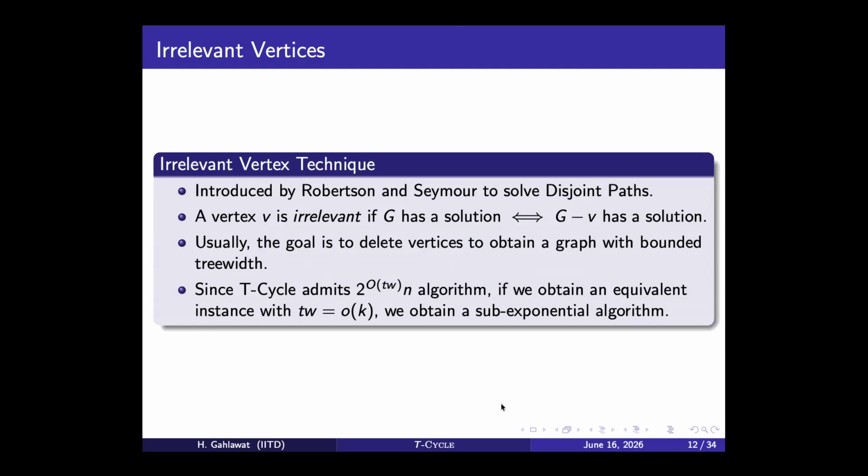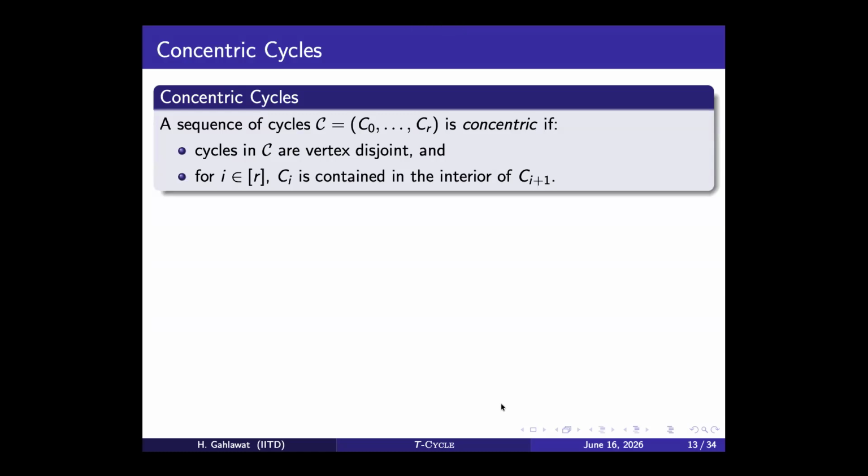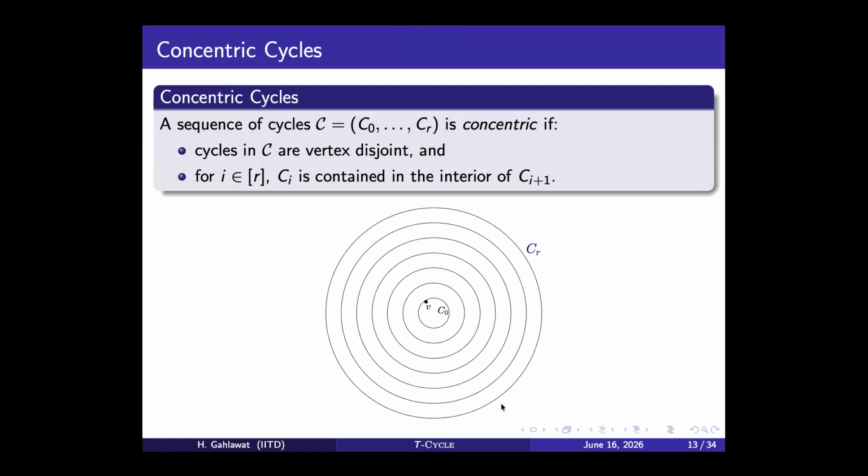Now, what we want is for our tree width to be little o of k. And how do we do this? We again use some of the machinery that already exists. Let's say that we use a sequence of concentric cycles. I'll not define it, it's better to look at the picture. These are just cycles such that each cycle is fully contained in the outside cycle and they are disjoint. They don't overlap in the vertices. And it's very easy to see that if you have a very large grid as a minor, you have a set of concentric cycles.